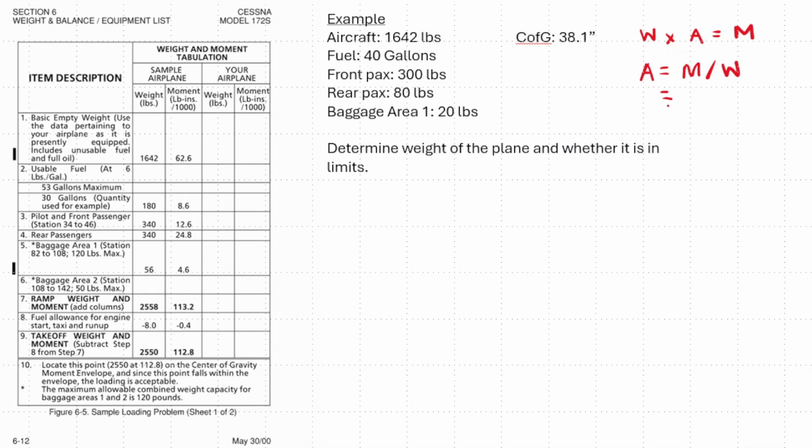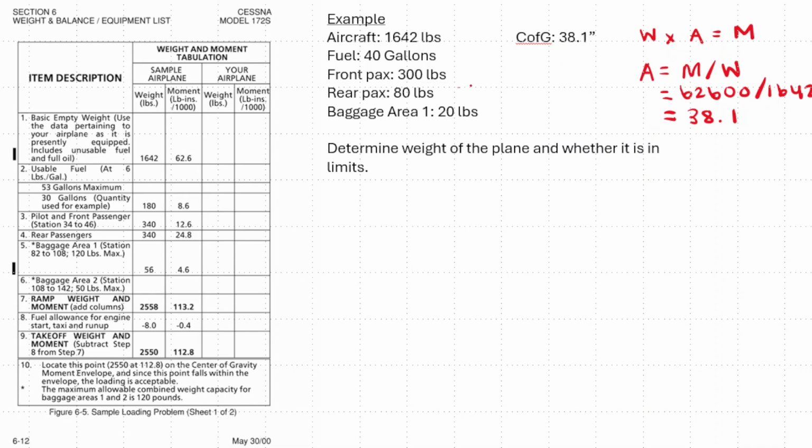So because of that, our moment is 62.6, but this is divided by 1,000. So you need to multiply that by 1,000. Because of that, you're going to get 62,600. And then you're going to divide that by the weight, which is 1642. Now, when I did that, I get 38.1. Okay, and we're going to be using this a lot throughout what we do in this video, which is why I just wanted to show this really quickly here.